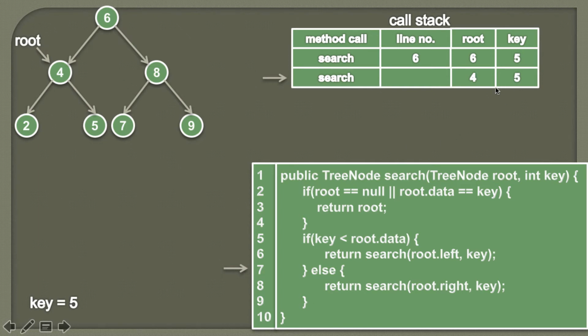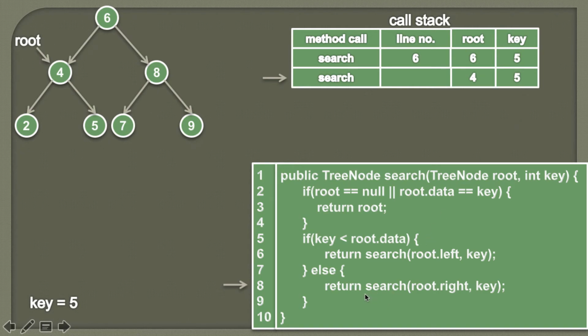So friends, as here key is greater than root.data, we know that 5 must be lying somewhere in the right subtree of the node 4. So therefore in the else block, we'll simply call the search method again by passing in root.right and the key which we want to search.